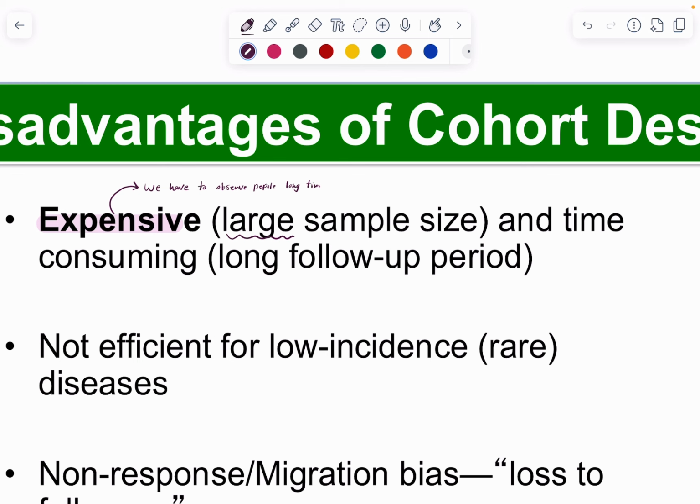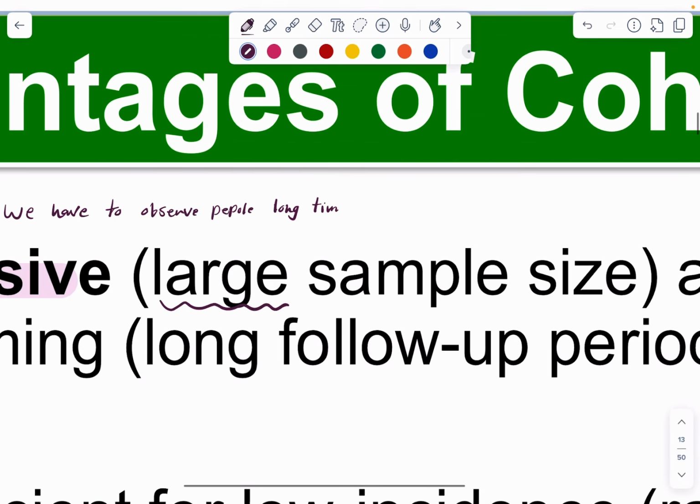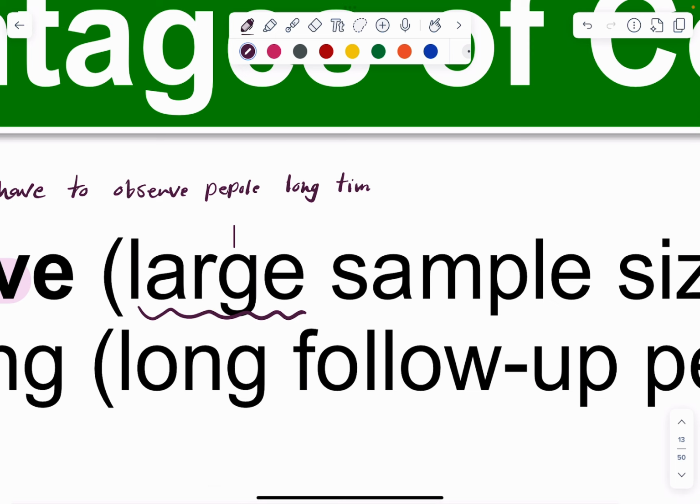So that's why we take a large sample size, so that even if we lose some of them, we can still reach a statistically significant result. Otherwise, our result will not be significant, and all our effort and money will be wasted. So we take a very large sample size.